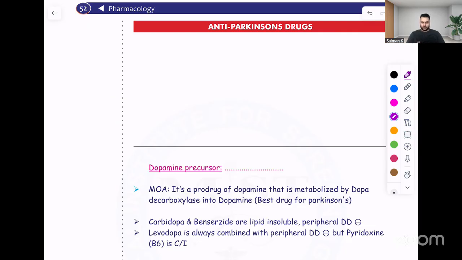We're looking at something called anti-Parkinson drugs. Okay. So you must understand first what is the aim of the treatment in Parkinson. We want to increase dopamine. We want to increase dopamine. So how is this possible? We give a drug called levodopa, which converts to dopamine, right? So it's a precursor of dopamine.